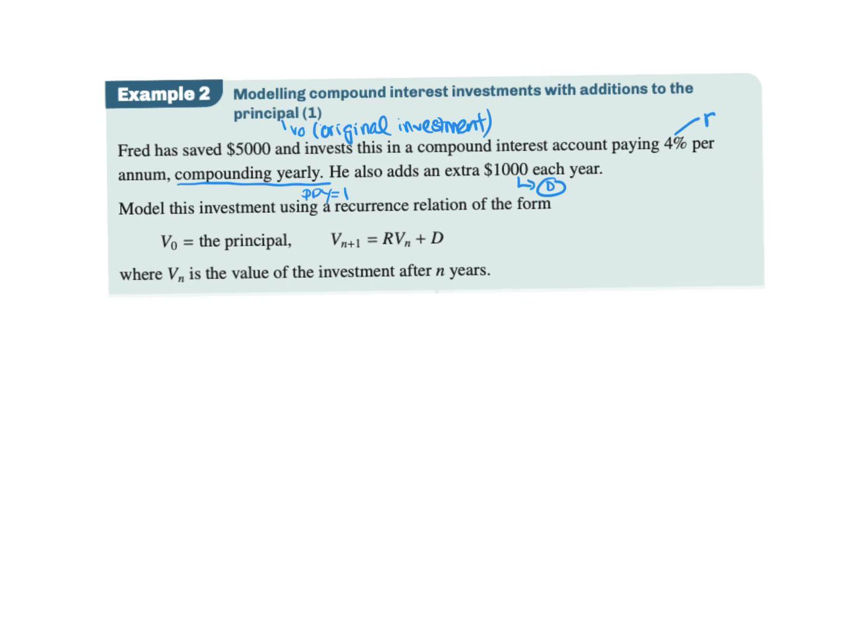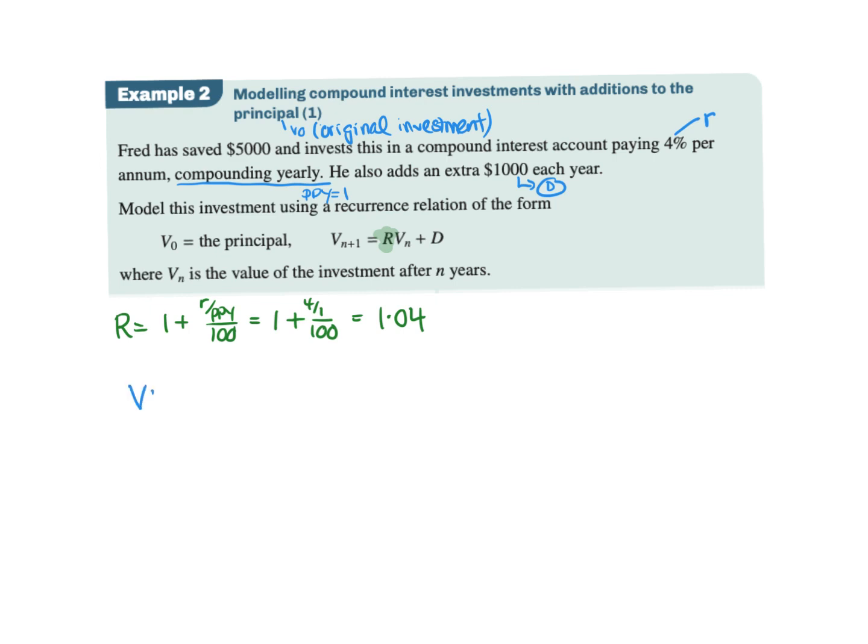First of all, before we write out the recurrence relation, we need to calculate this R value. It's the same as compound interest R. Remember, it's going to be 1 plus the rate over PPY over 100. In this instance, it's 1 plus the rate, which was 4, over 1 over 100. So we'll end up with an R value of 1.04. Once you know that, then you can write out your recurrence relation.